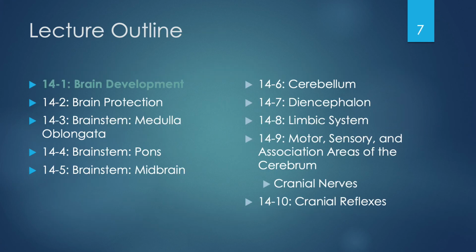In today's lecture, we're following our textbook again, so we're going to start off with section 14-1, which is brain development. We're going to proceed through the chapter looking at how the brain develops, then how it is protected. Then we'll discuss the brainstem, moving from the medulla oblongata to the pons and the midbrain. And then we'll move up to the cerebellum, the diencephalon, and then the limbic system, finally pulling it all together with our motor, sensory, and association areas of the cerebrum. Then we'll identify and discuss all of the cranial nerves, all 12 of them, and then finally wrap it up with a quick discussion about cranial reflexes.